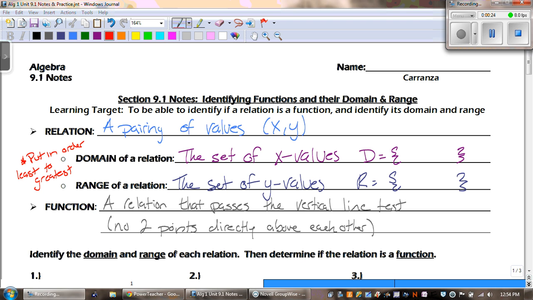I've already written down all of the definitions that you need. The first one is a relation. A relation is a pairing of values, and that is written as x comma y. The domain of a relation and the range of a relation. The domain is the set of x values, and that's written with D and inside of the brackets, we put the x. And for the range, we do the same thing, and then we put the y.